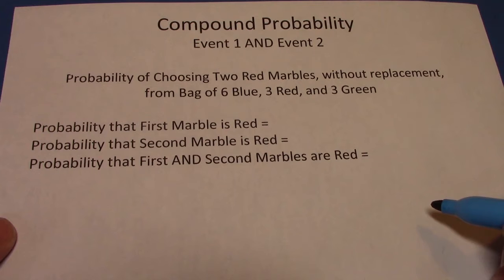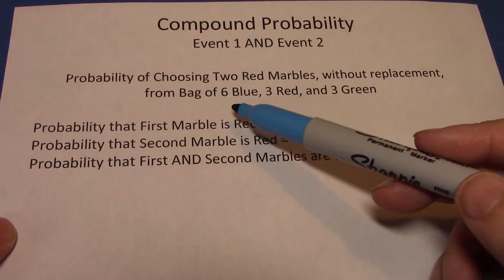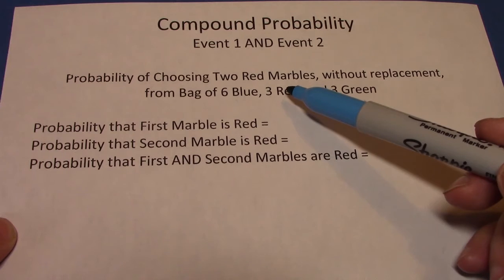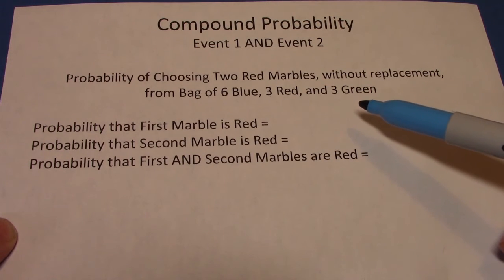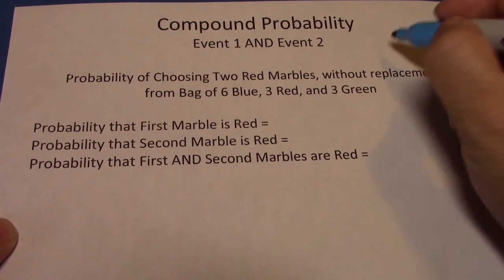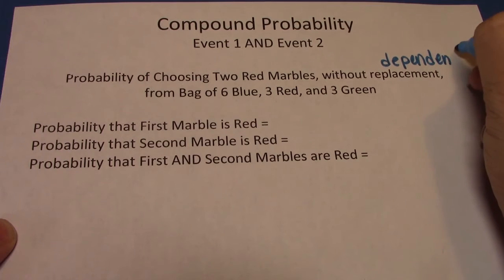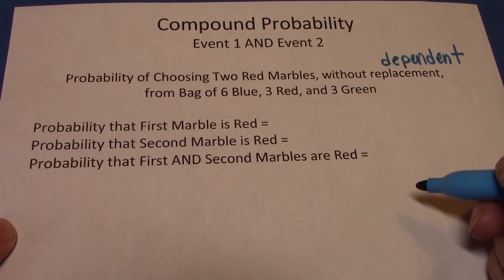Here's another compound probability example with an event 1 and an event 2. We're going to pull some marbles out of a bag without replacing them. This bag has 6 blue marbles, 3 red marbles, and 3 green marbles. We want to know the probability of choosing 2 red marbles without replacement. Because this is without replacement, they are dependent events. That means the probability of the second pull will change based on what we pulled the first time.